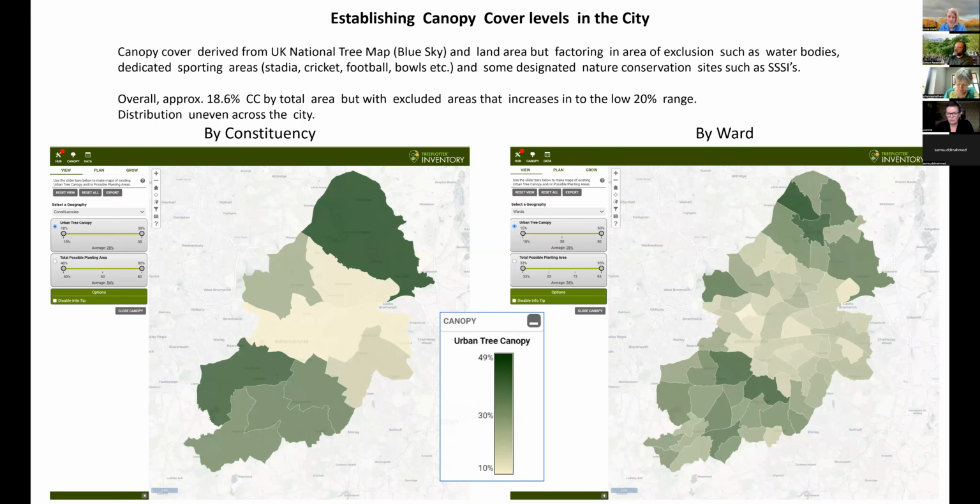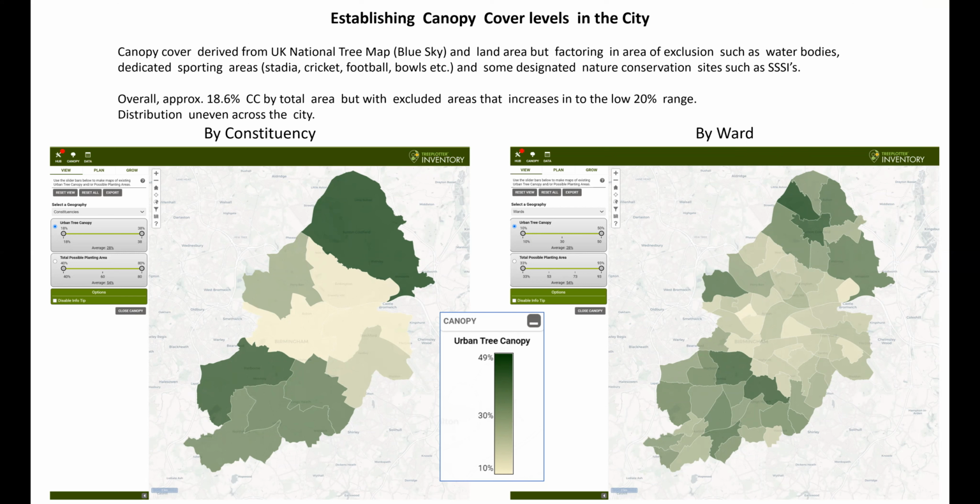When we look at our canopy cover for the city, we've derived this from the UK National Tree Map and land area, but we've also factored in some exclusions. We've removed water bodies and dedicated sporting areas, football stadiums, cricket, that kind of thing, and some designated nature conservation sites, when we're considering what our overall canopy cover is and what we can achieve. Overall, we're somewhere around 18.6% canopy cover across the city, but with those excluded areas, that increases to sort of into the 20%.